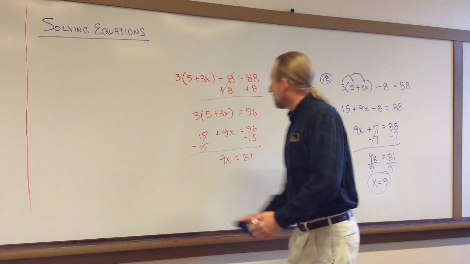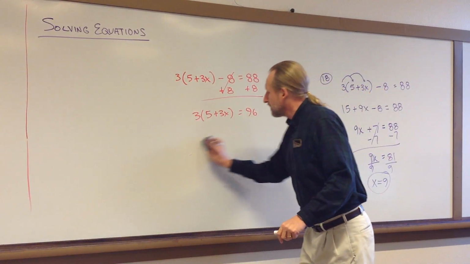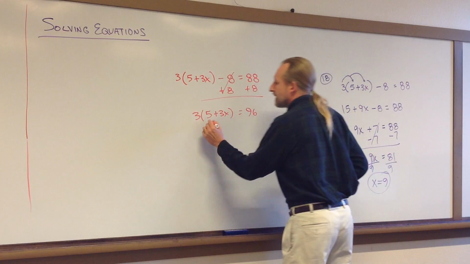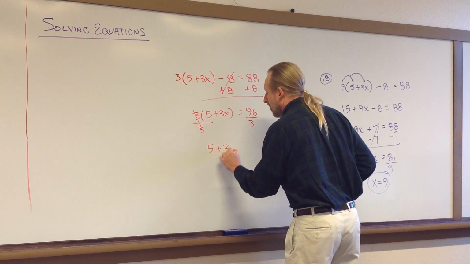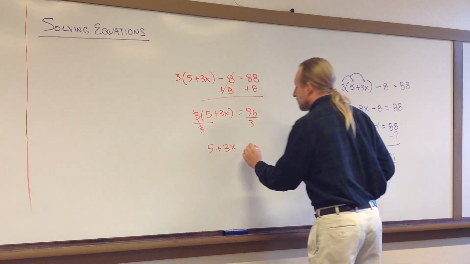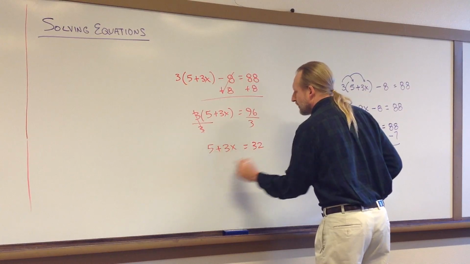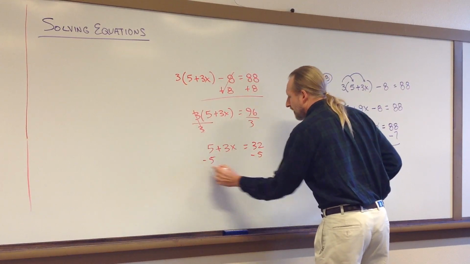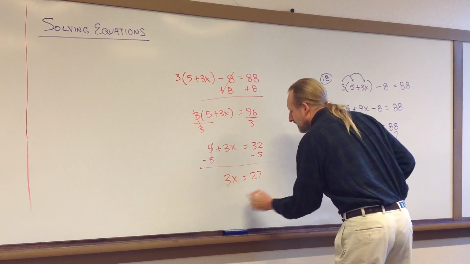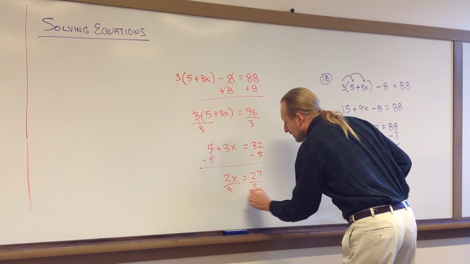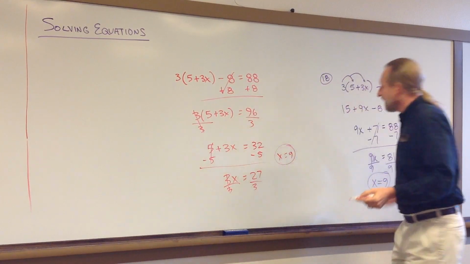You could even conceivably, at this point, I don't really recommend it because people have a tendency to make mistakes when they do this, but right here, you could divide on both sides by 3 and cancel that out. And that will leave you with 5 plus 3x equals, what is this, 32. Subtract the 5. And then we come out with a different equation at the end, a different step, but we still get the same answer. X equals 9.